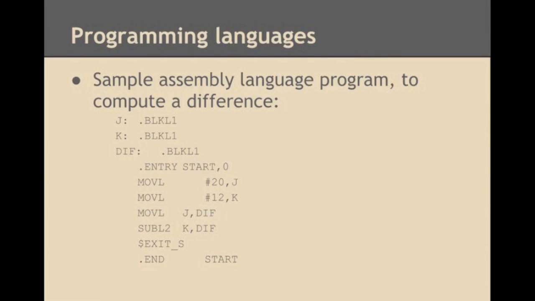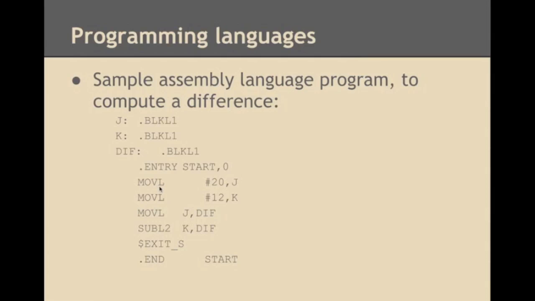Here's a sample. This is a sample assembly language program that computes a difference. And so it creates 2 variables, j and k, and then a third called the difference. Starts off a program, puts the number 20 into j, the number 12 into k, then takes whatever's in the variable j, the location, moves it into another location called diff, subtracts k from that. So at the end, this storage location named diff will have the difference between 20 and 12, or it should contain 8.